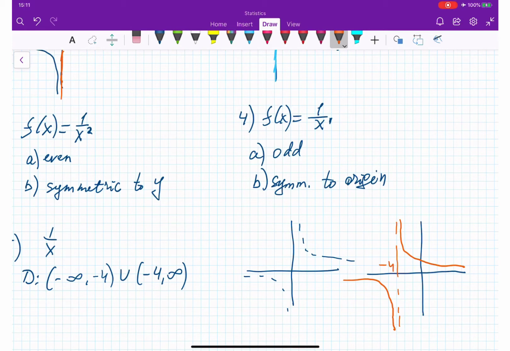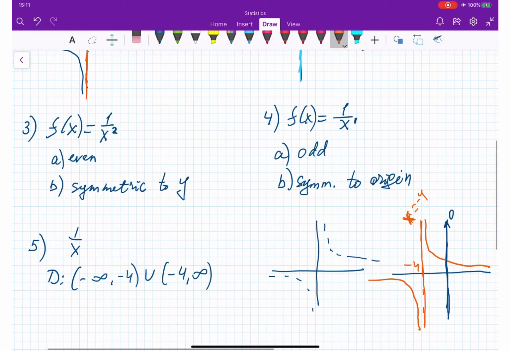Which means this 0, x is equal 0, this one, is moving to here. Shifting, instead of 0, we get negative 4, so it's shifting here. Okay? So let me... So here we have x is equal negative 4.